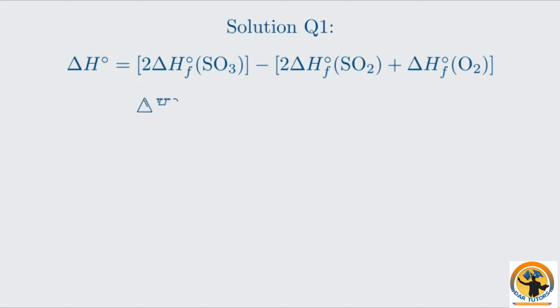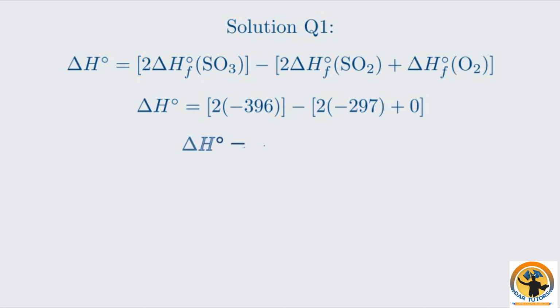Welcome back. Let's review the solutions. Solution to Q1. The formula is products minus reactants. We have 2 moles of SO3 as the product, so we multiply its formation enthalpy by 2. We subtract 2 moles of SO2 from the reactants. The oxygen is an element, so its formation enthalpy is 0.